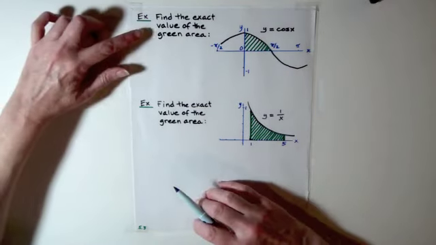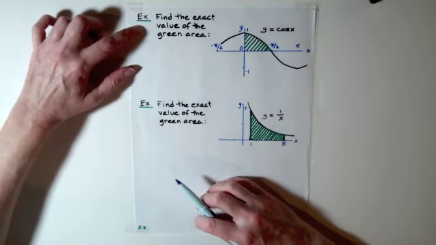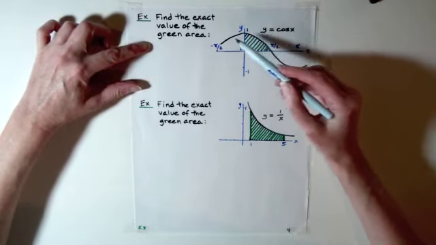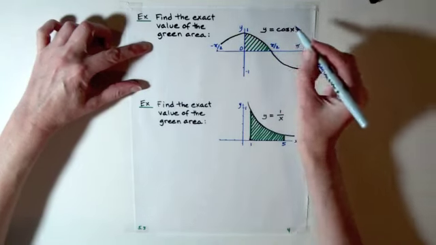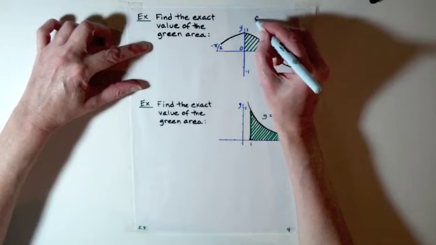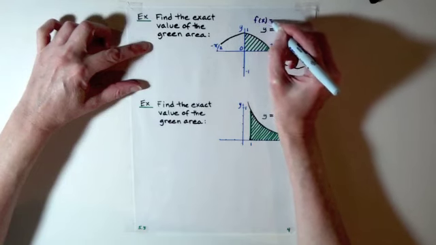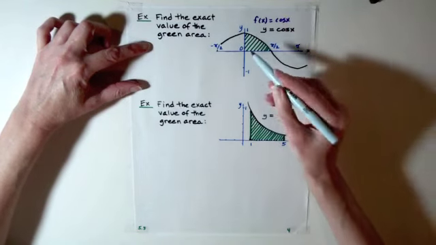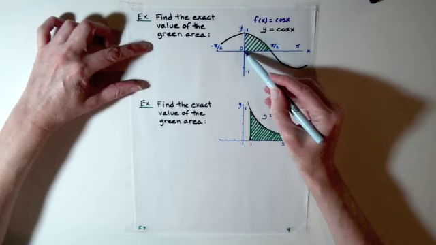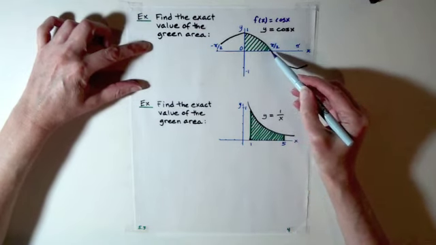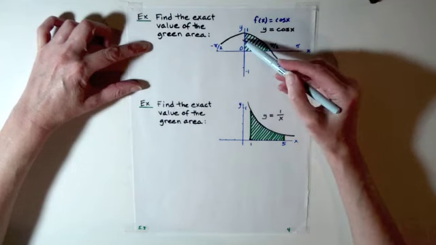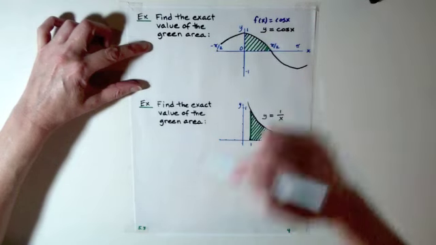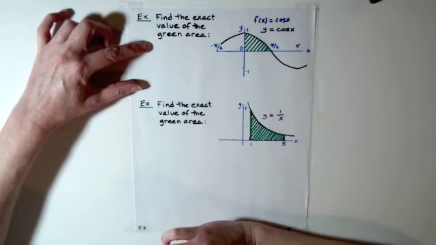Okay, well, let's think about the top one. It says find the exact value of this green shaded area here. And notice this is an area under the function y equals cosine x, or you could think of it as f of x equals cosine x. And it looks like we're going from an x value of 0 up to an x value of pi over 2. So it's like half of one of these bumps in the cosine function. We're going to find that area.